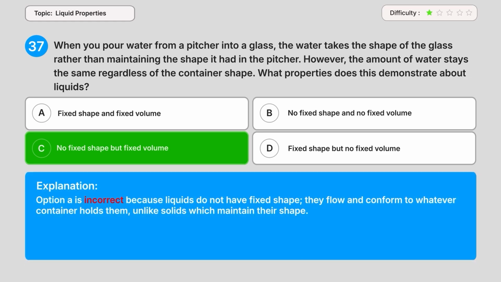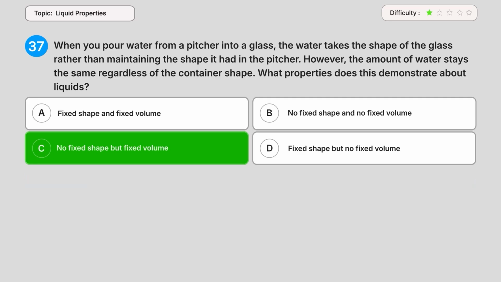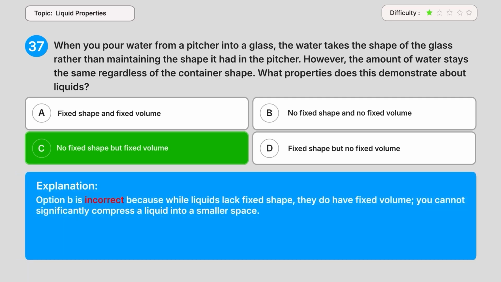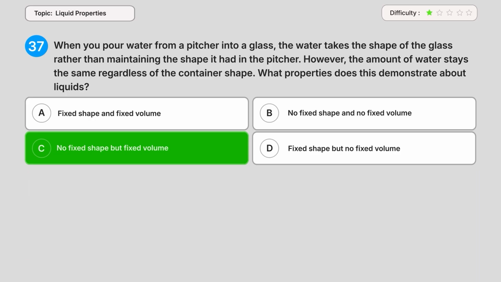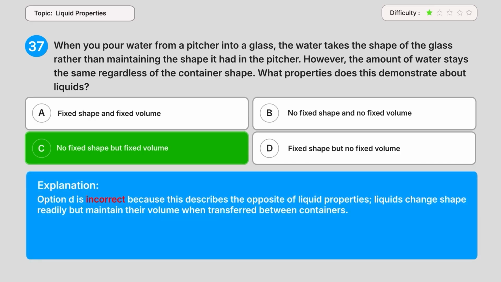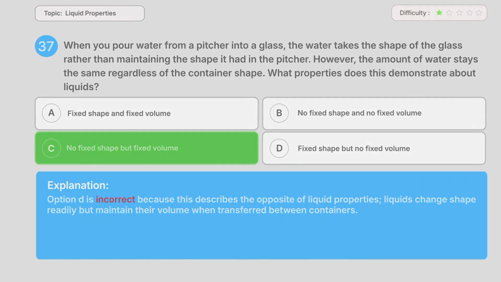Option A is incorrect because liquids do not have fixed shape. They flow and conform to whatever container holds them, unlike solids which maintain their shape. Option B is incorrect because while liquids lack fixed shape, they do have fixed volume. You cannot significantly compress a liquid into a smaller space. Option D is incorrect because this describes the opposite of liquid properties. Liquids change shape readily but maintain their volume when transferred between containers.